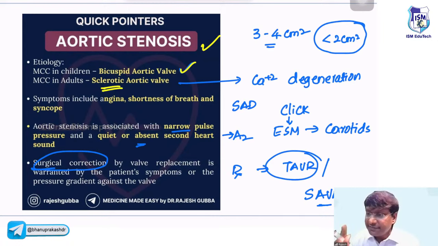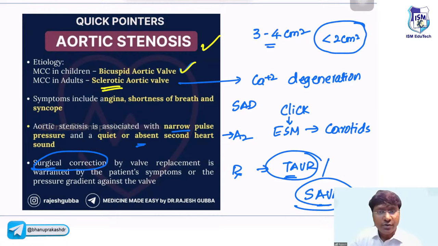TAVR is usually done in patients who have high surgical mortality. In them, we do what is called TAVR, that is transcatheter aortic valve replacement. But in those individuals who have very minimal surgical mortality, you can go ahead with surgical aortic valve replacement. Okay, so that is about your aortic stenosis component.